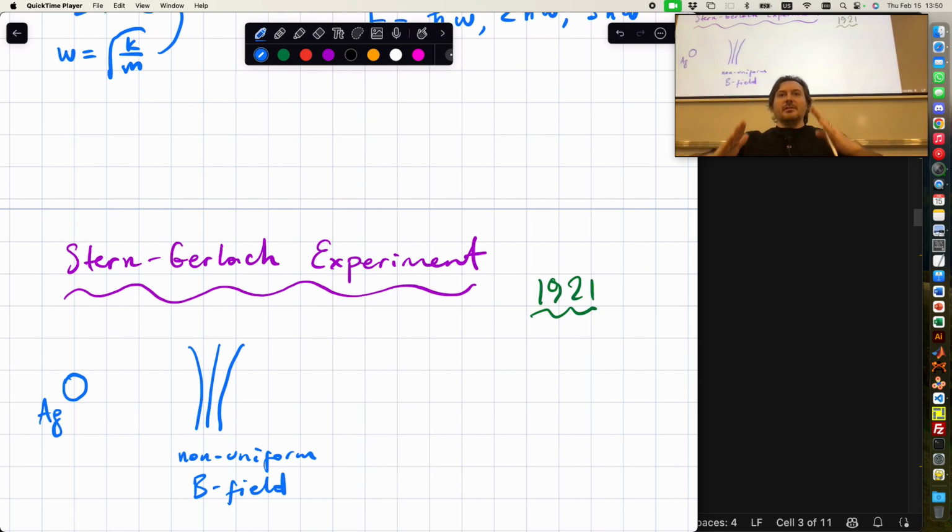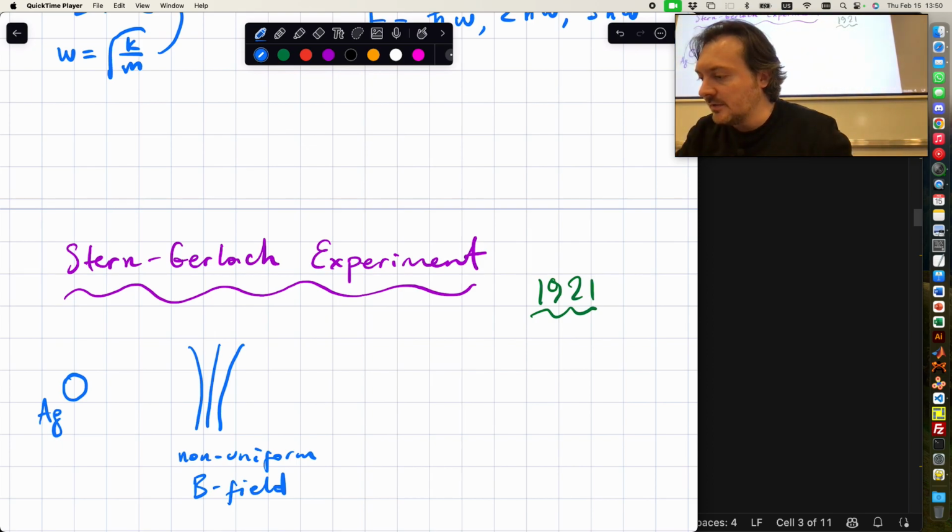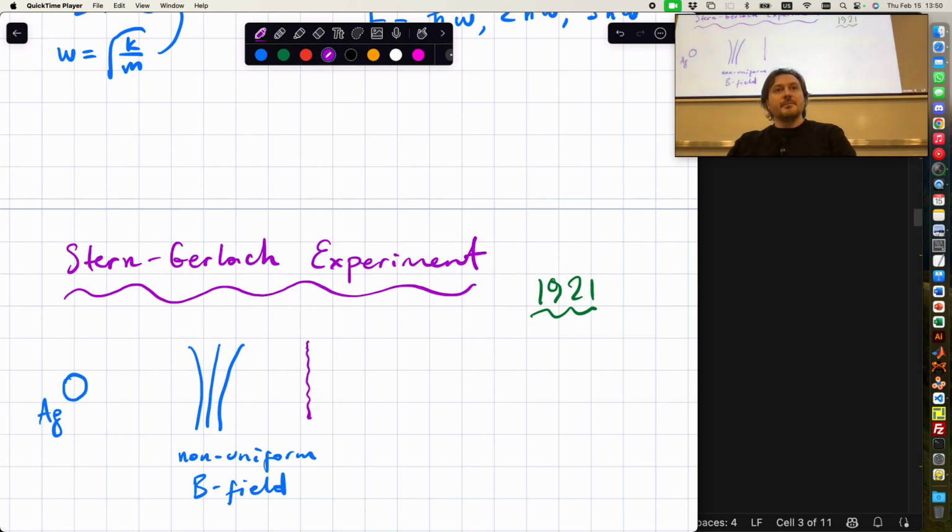So let me repeat. I'm applying a magnetic field in the z direction, a non-uniform magnetic field. If it comes like this, nothing happens. Comes like this, goes a bit up. Comes like this, goes really high. Comes like this, goes really down. Good? So what you expect classically is a distribution here, right? Some go up, some go down, because you don't arrange it beforehand.